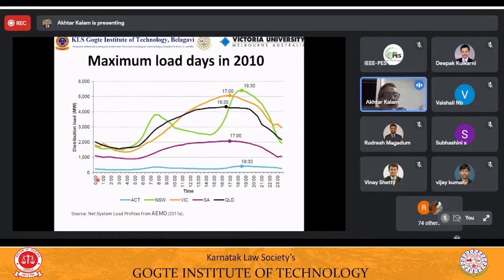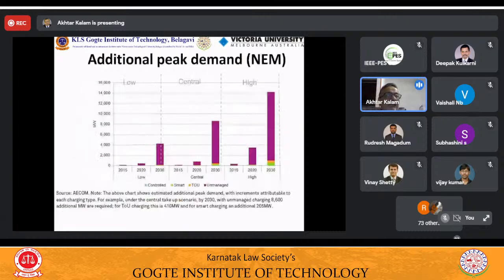So you will have additional demands, my friends. This part shows that there will be an increment. That will be the unmanaged one, the one coming from electric vehicles. Can you see that? If you look carefully, in the year 2030, I have got 8,600. In that year, in the central scenario, I've got 8,600 additional megawatts required. For time of usage charge it is only 410 megawatts, and for smart charging I'll have another 205 megawatts. But I will need that sort of extra capacity.